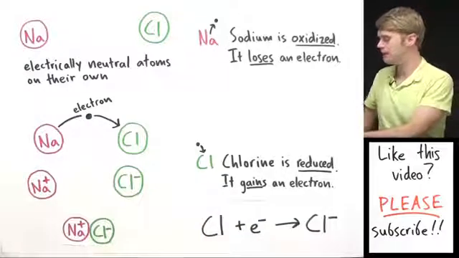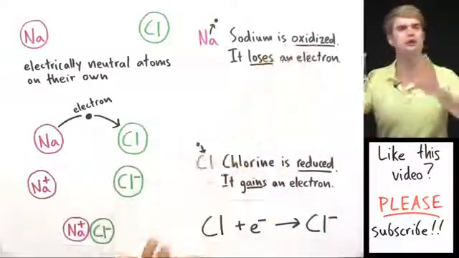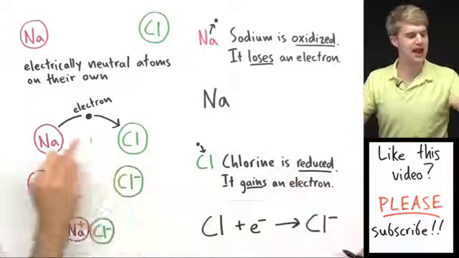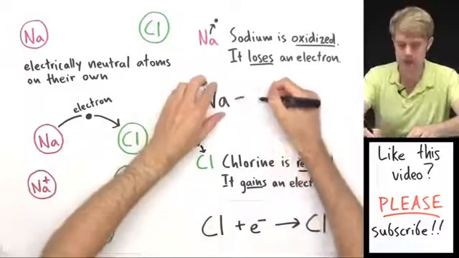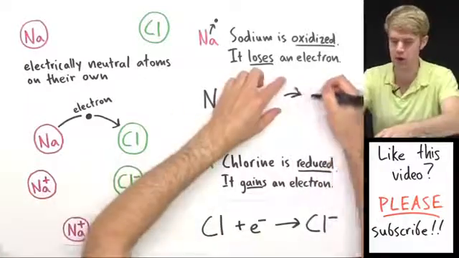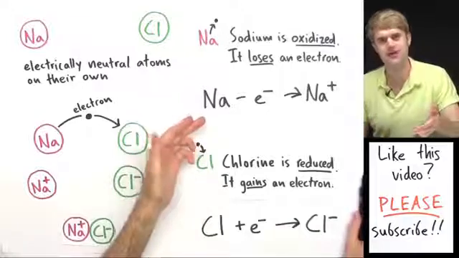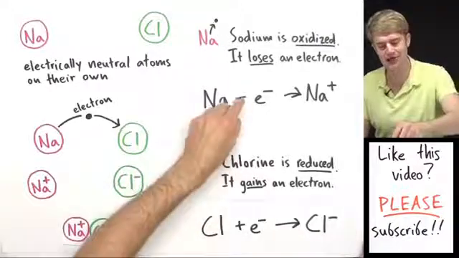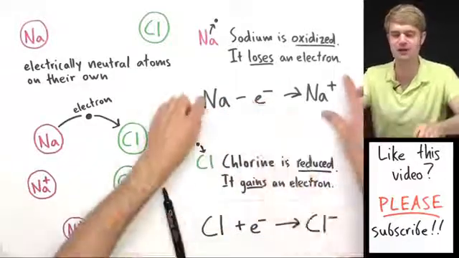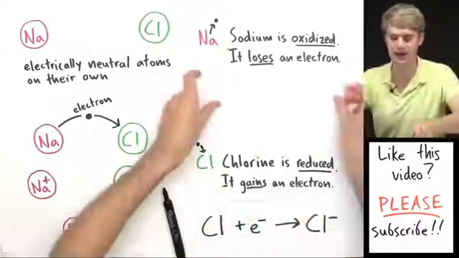Okay, now for sodium things are a little bit trickier for the oxidation. Let me show you why. So what I really want to write is Na minus 1 electron gives Na 1 plus. But unfortunately, I can't write this because in chemical equations, we can't use minus signs. We can only use plus signs. So I can't write the oxidation like this. Instead, I'm going to write it like this.